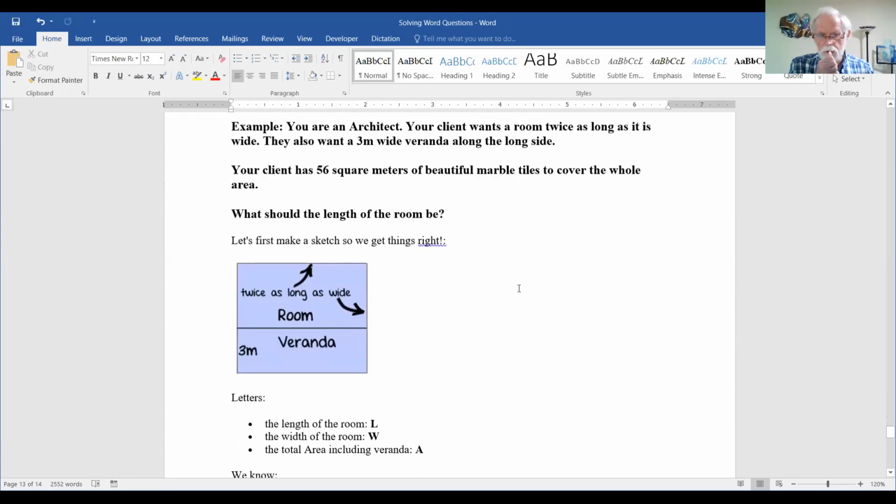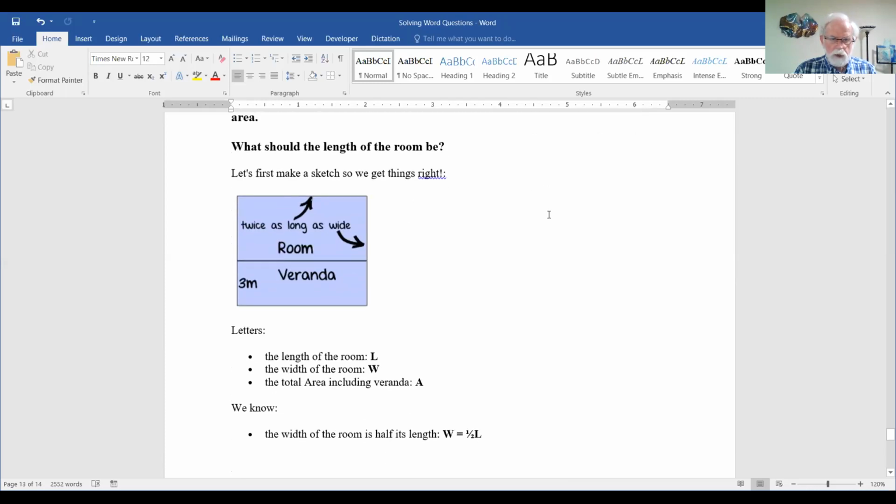You've got an example here of an architect. Your client wants a room twice as long as it is wide. They also want a 3 meter wide veranda along the long side. Your client has 56 square meters of beautiful marble tiles to cover the whole area. What should the length of the room be?